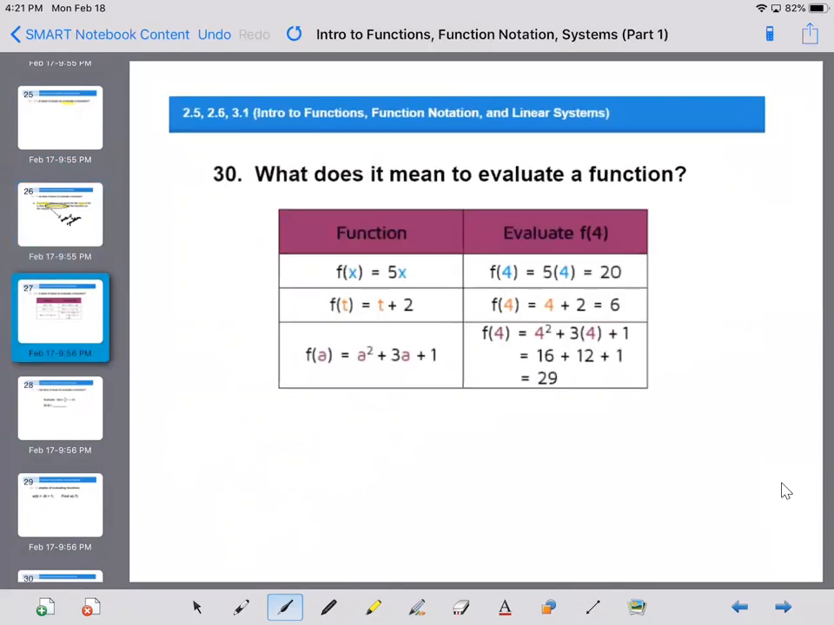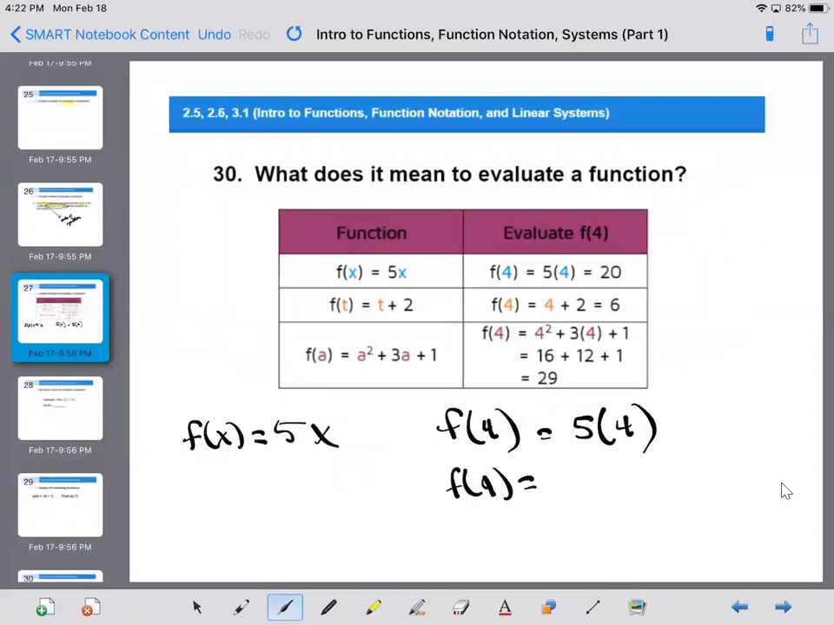So if I have, for instance, with this example, f of x equals 5x, and I want to say, well, what is f of 4? Well, you're just substituting 4 in for x. So f of 4 is 20. So what you would see is 4 comma 20 is your result.